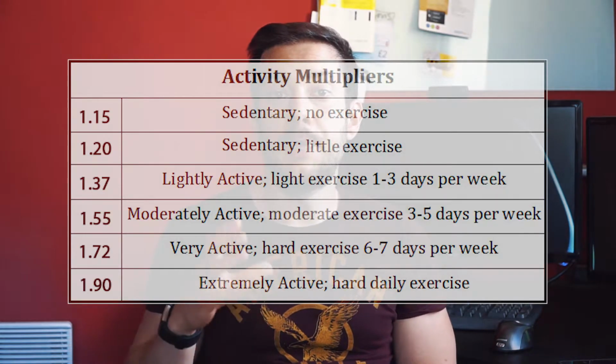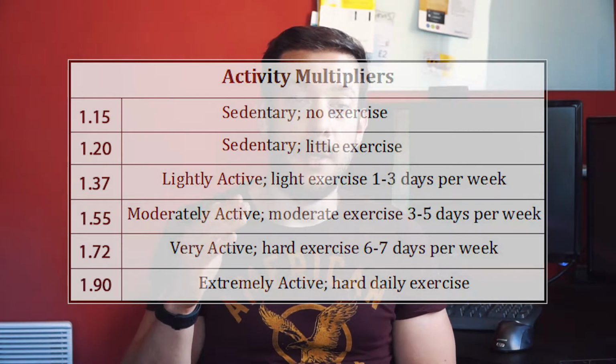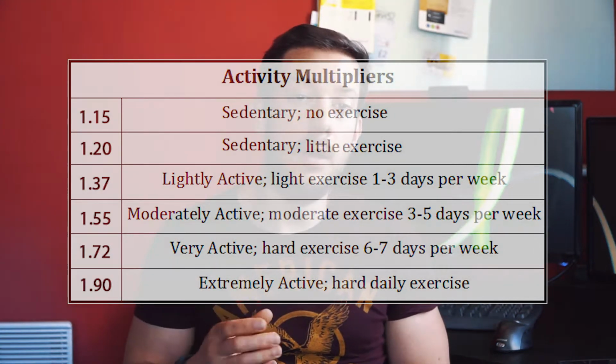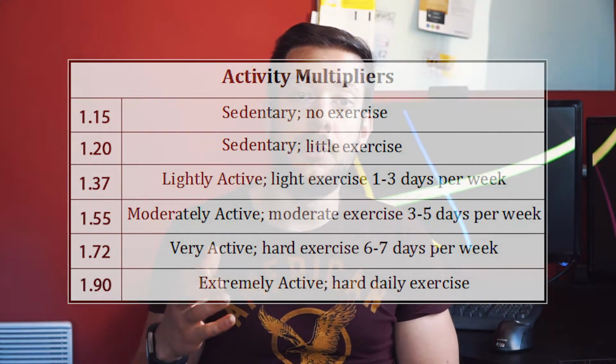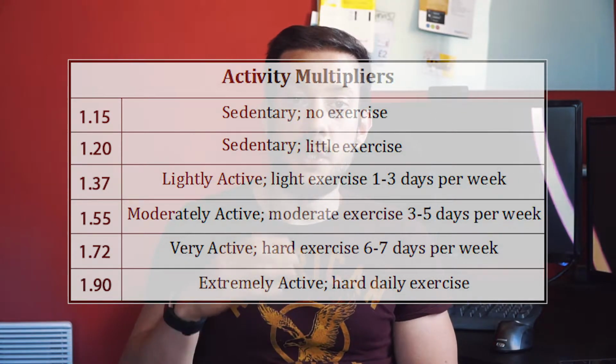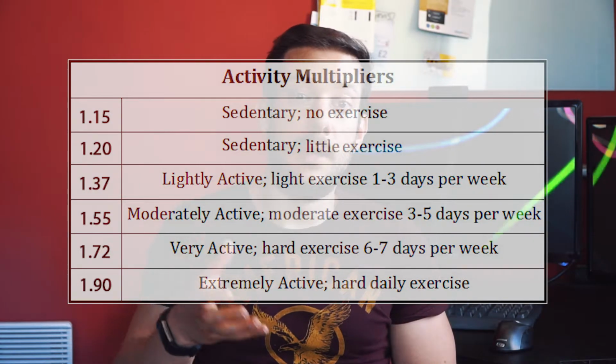So I'm going to pop up on the screen now a little chart, and this basically shows the different numbers you can multiply your BMR by to get your final output of your maintenance calories. So these go from 1.15 to 1.9, depending on how active you are. So if you're really inactive, sedentary, don't move at all, you go by 1.15. If you're super active, you go by 1.9, and most people will be somewhere in between those two numbers.